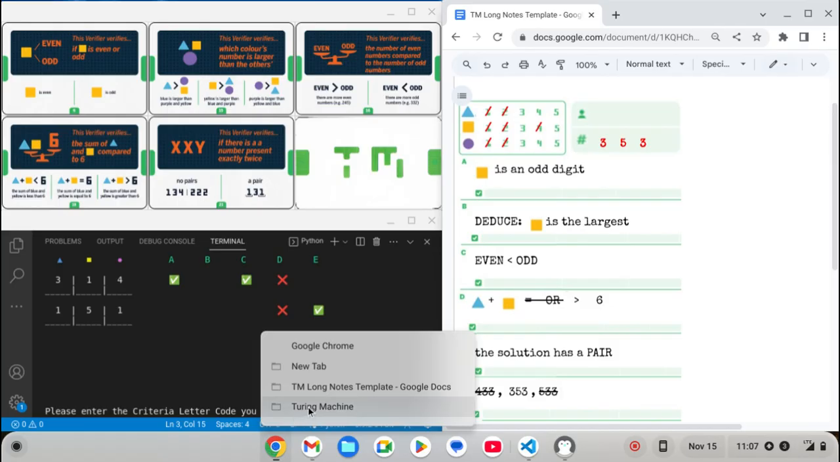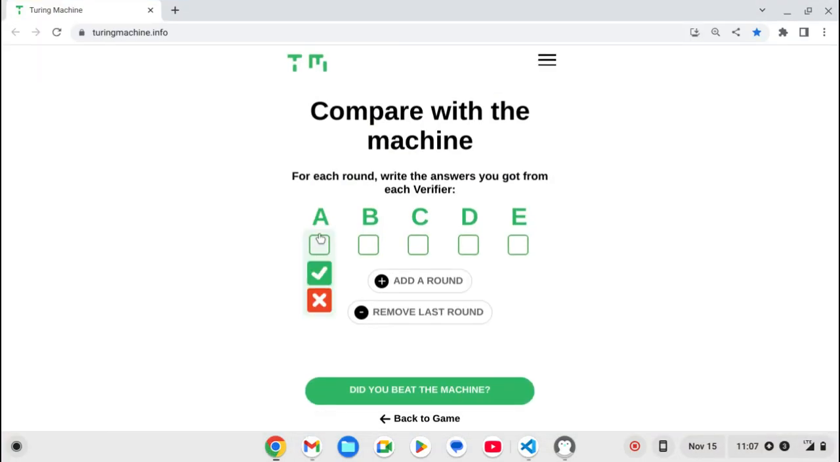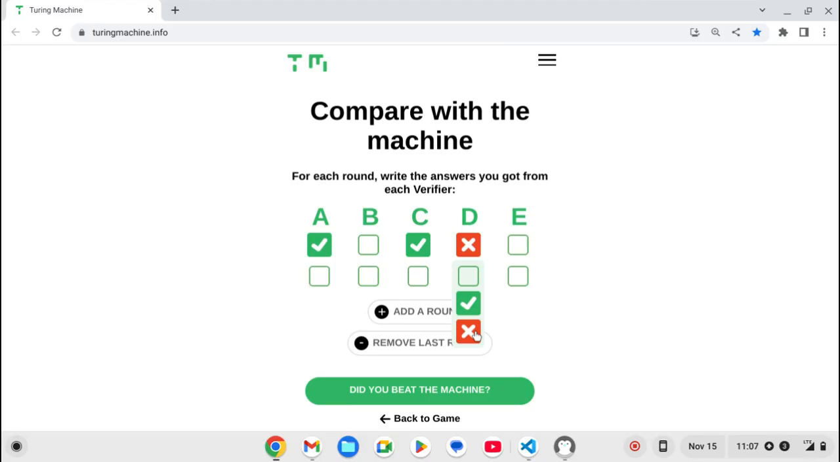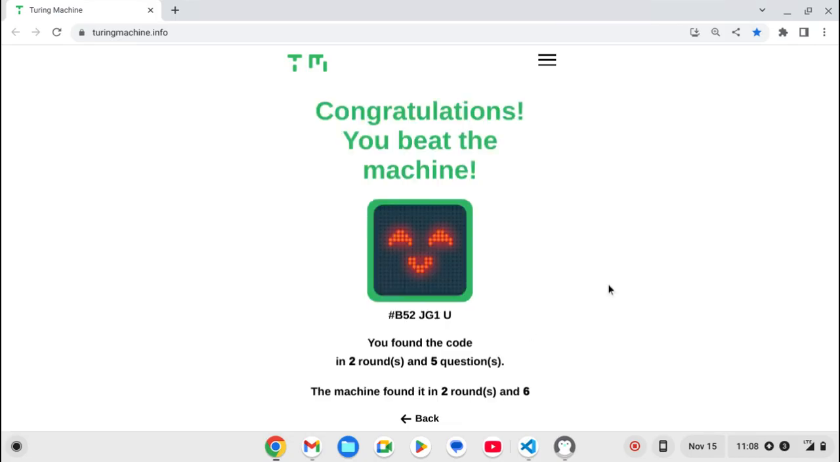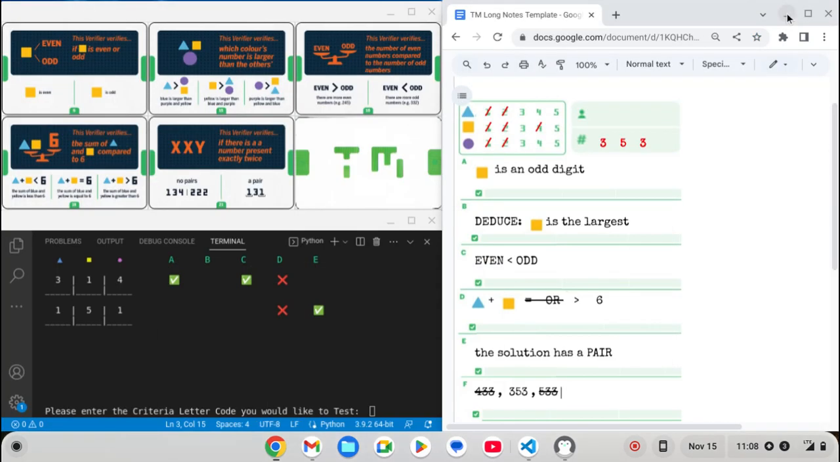So again, ACD. So A and C were correct. D was incorrect. Second round we tested D again, still incorrect, but E was correct. That was our pair, and we deduced that square was the largest. Fantastic. So we beat the Turing machine by 1 question.